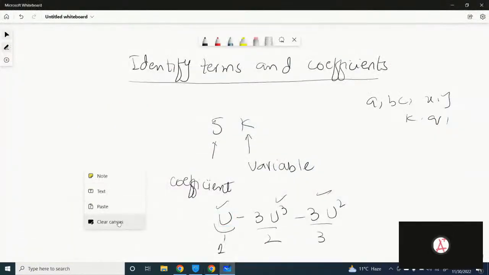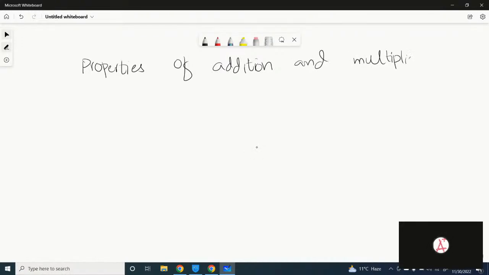Let me just move on to the next topic. The next topic is properties of addition and multiplication. Got it? The lesson name. Let me write down the lesson name. It would be properties of addition and multiplication. Got it? Let's start with the lesson.